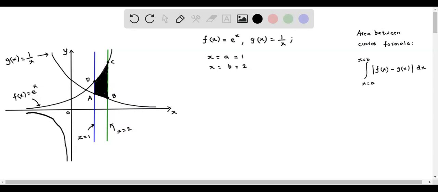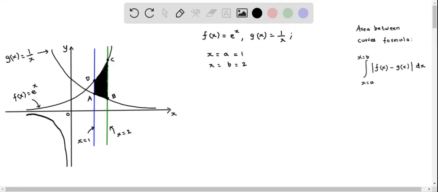We now determine the area enclosed by the two curves and the vertical lines. The two curves are f of x equals e power x and g of x equals 1 over x. And the two lines are x equal to 1 and x equal to 2. So here I have drawn the sketch of the curves as well as the vertical lines.